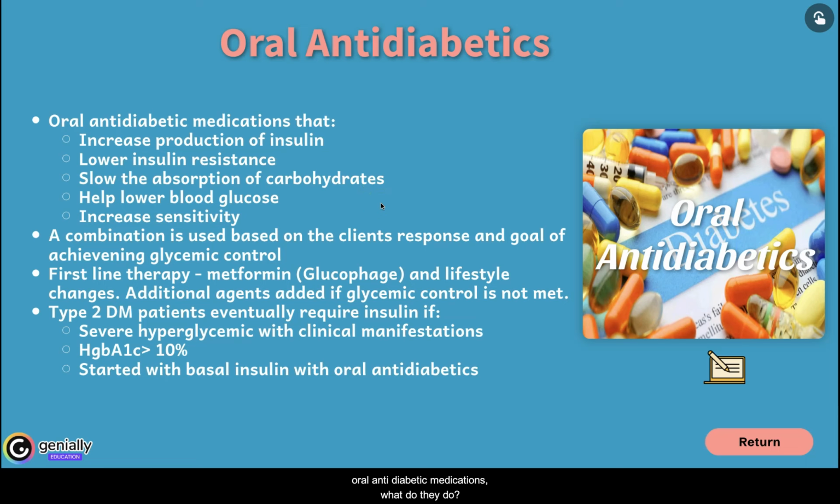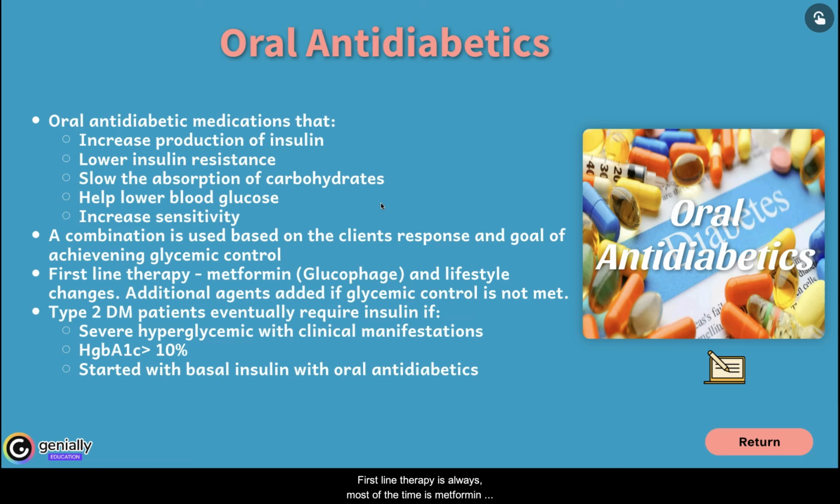So oral anti-diabetic medications, what do they do? They increase the production of insulin. They make the pancreas more efficient. Okay, come on, let's produce more insulin. They lower resistance. They can slow the absorption of carbs that patients take. They can help lower blood glucose and increase the sensitivity of the cells so they can work more efficiently. So a combination is used based on the client's response and goal to achieve glycemic control.